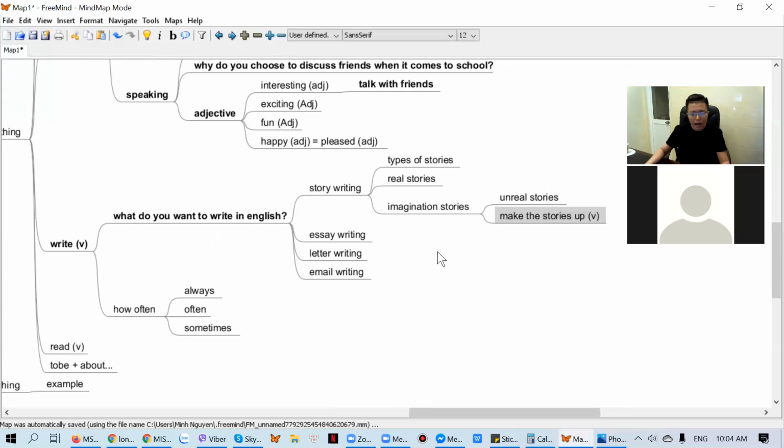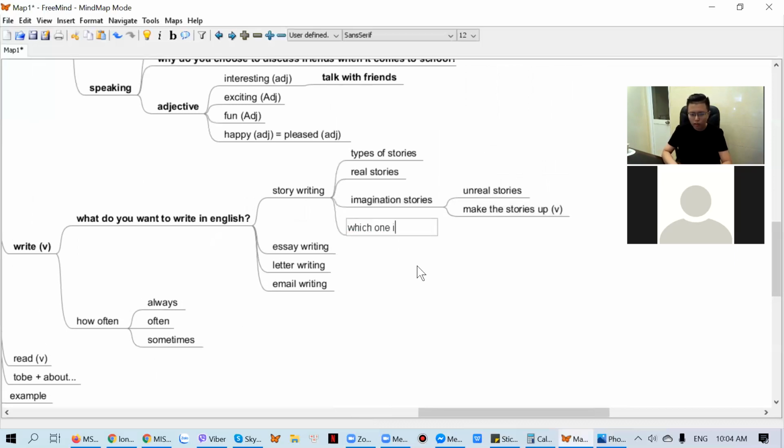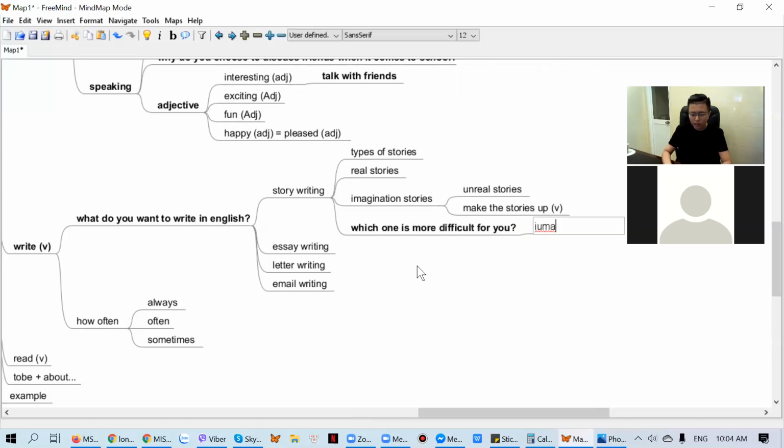So what about imagination stories? Which one is more difficult for you? Imagination. Okay, so here we say that imagination stories are more difficult for you.